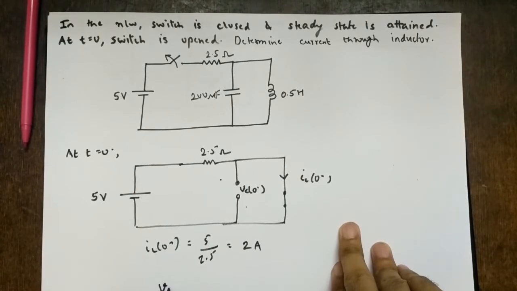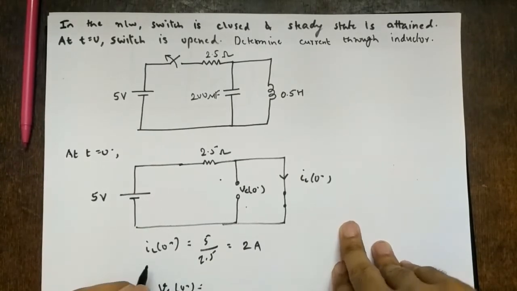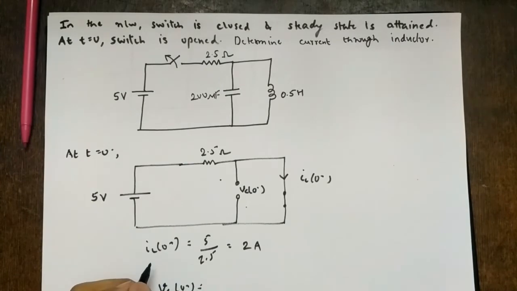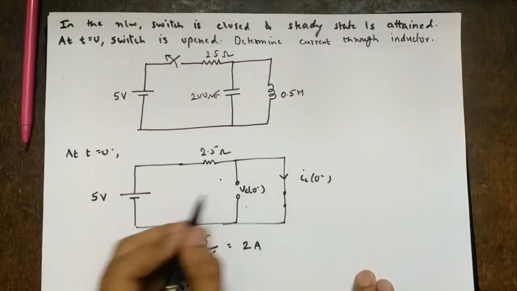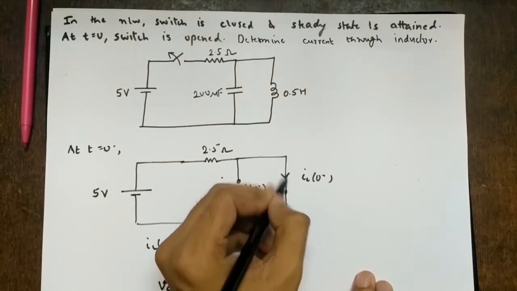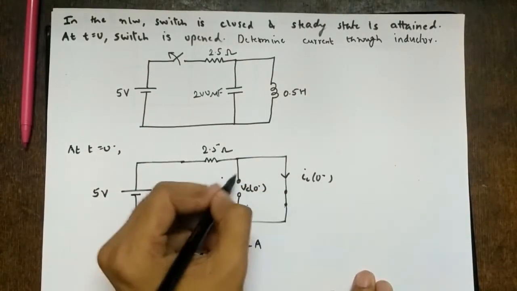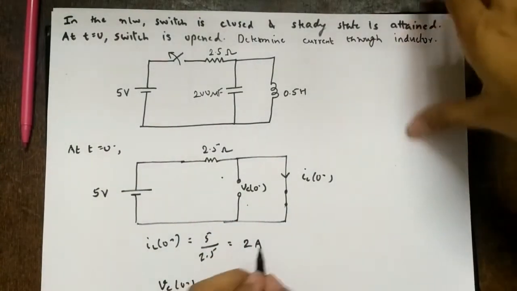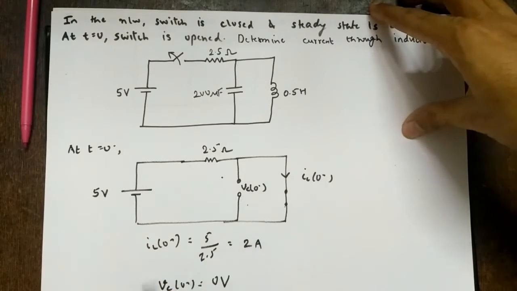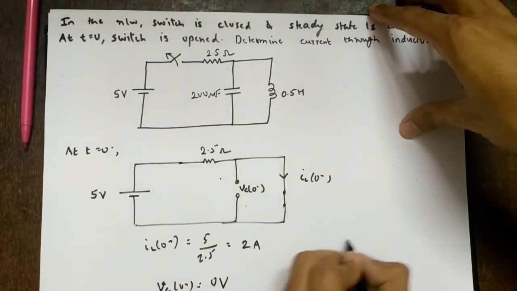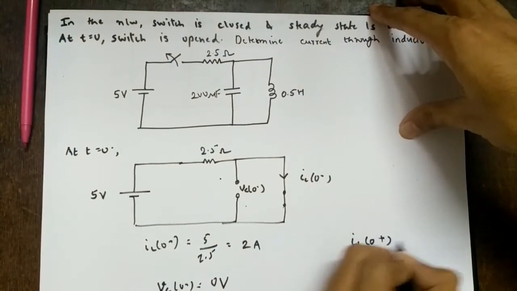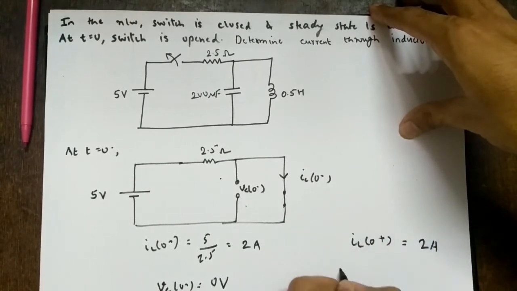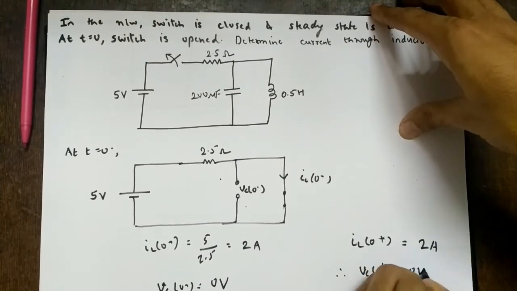So what will be Vc of 0 minus? So next, what will be voltage across capacitor, since it is connected across a short, right? So voltage here is 0, so obviously this has to be 0. Voltage is same in parallel, so this is 0 volts. Then again we'll say voltage across capacitor does not change instantaneously, and current through inductor does not change instantaneously. Therefore IL of 0 plus is 2, Vc of 0 plus is 0 volts, right?